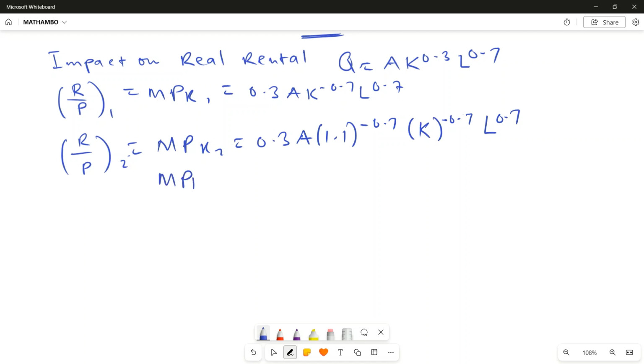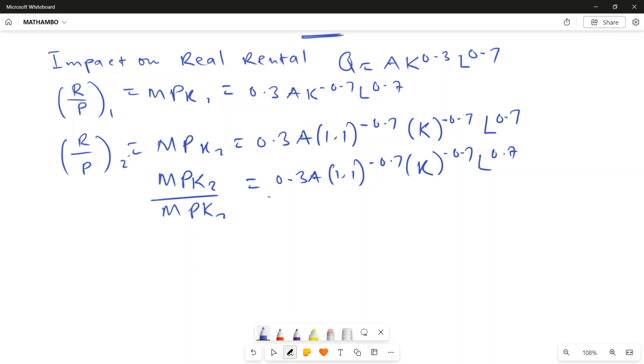So it's MPK after the increase divided by MPK before the increase in capital. So this will be 0.3 A, 1.1 to the power minus 0.7, K to the power minus 0.7, labor to the power 0.7. We are dividing this by the initial value of marginal product of capital before the increase in capital. So this will be divided by 0.3 A K to the power minus 0.7, then labor to the power positive 0.7.